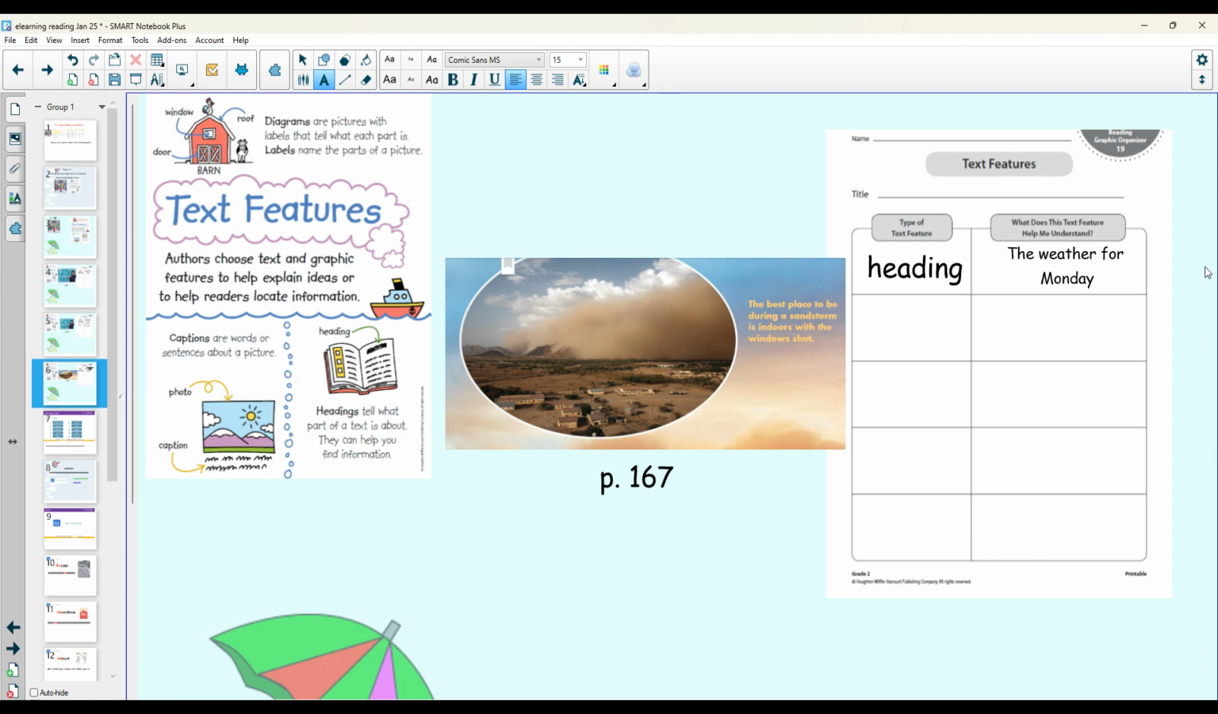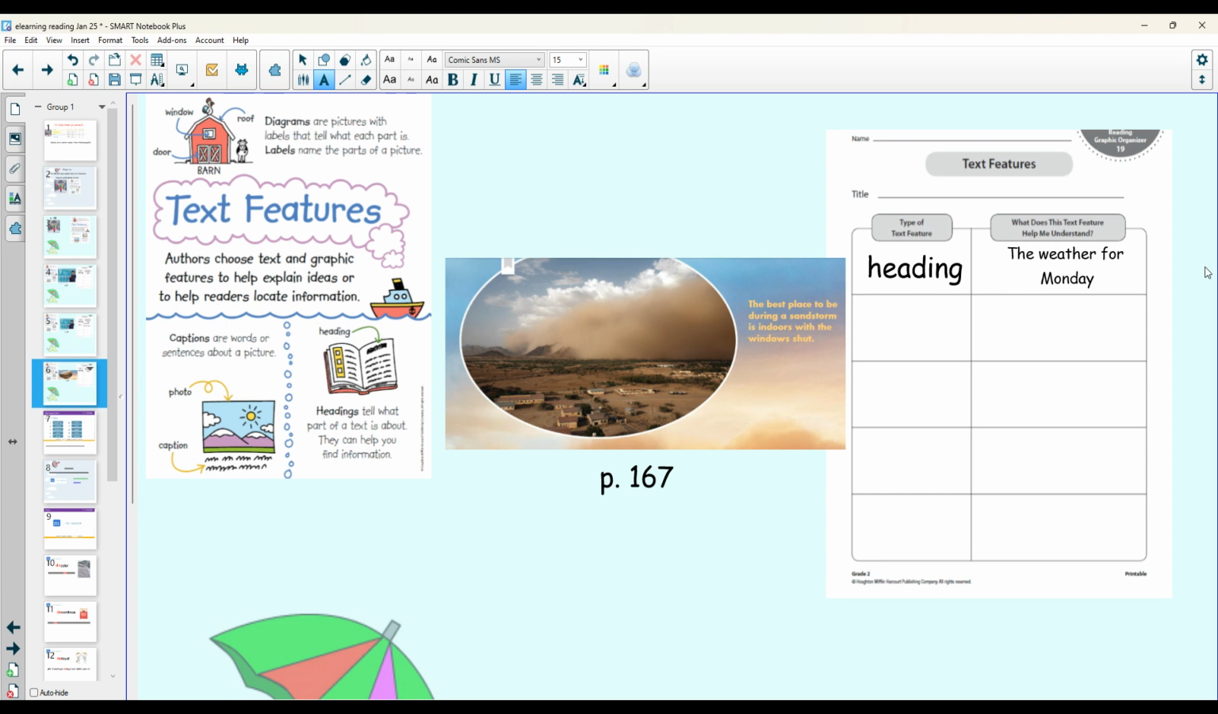We're going to do more pausing. I want you to look very carefully at page 167. And I want you to decide what is the text feature on this page. Is it a diagram? Is it a caption? Or is it a heading? If you're not sure, look back at the poster and figure it out.